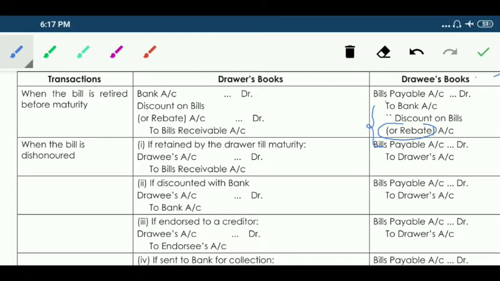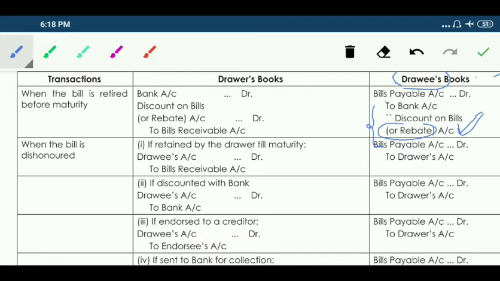Next, to discount on bills or to rebate account 200 rupees, because this is the income or gain to the drawee, because the liability of 10,000 rupees is reduced to 9,800 rupees. As per the nominal account rule, incomes or gains are credited. That's why this is the gain or income to the drawee's business. So bills payable account debtor to bank account 9,800 rupees, to rebate account 200 rupees.